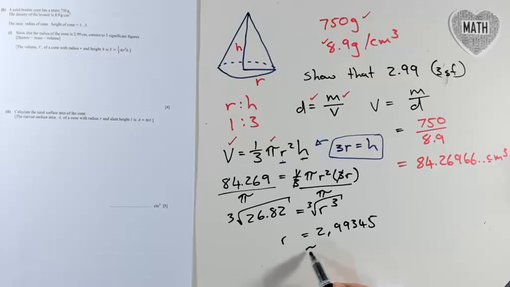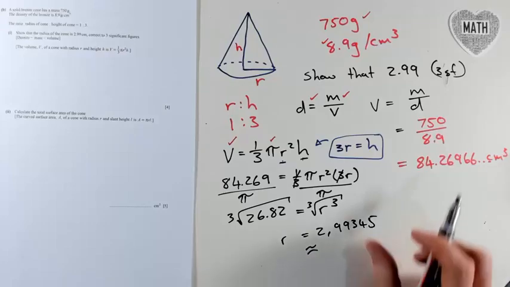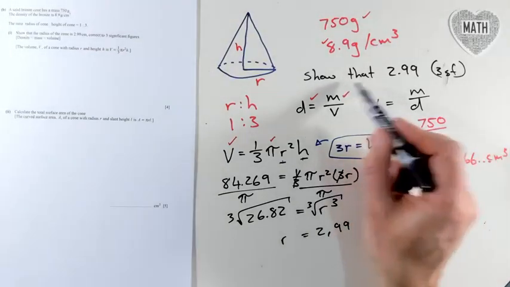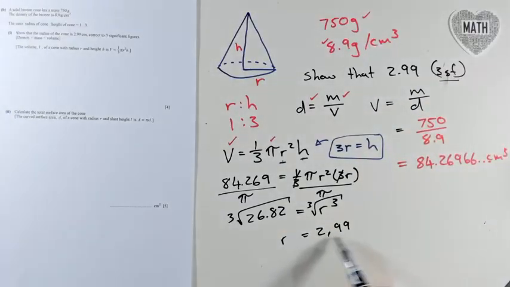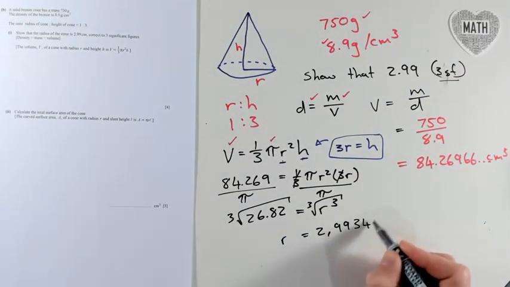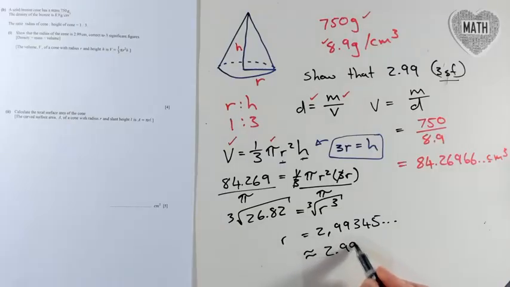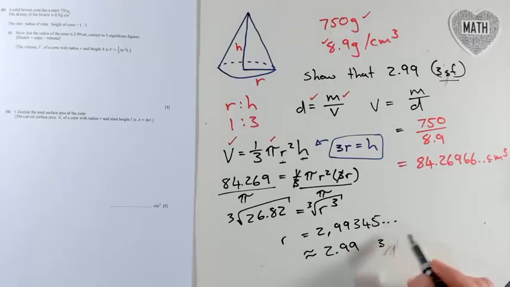And then showing that, what's really important is I can't just do this. This is very important. I can't just do this. Because they said show that to 3 significant figures, I have to put the other figures in here, how many there are, and then I'm going to show, okay, this is rounding off to 2.99 to 3 significant figures. So just be careful that you don't lose that mark for showing that it's that.